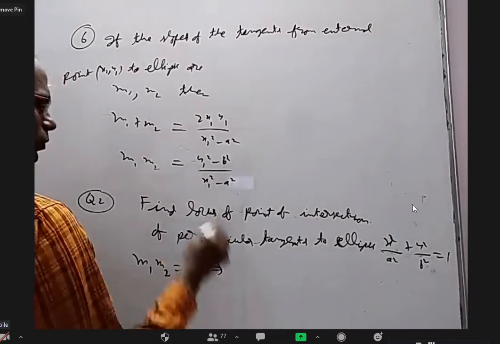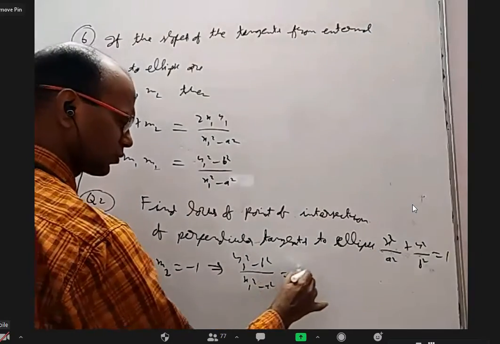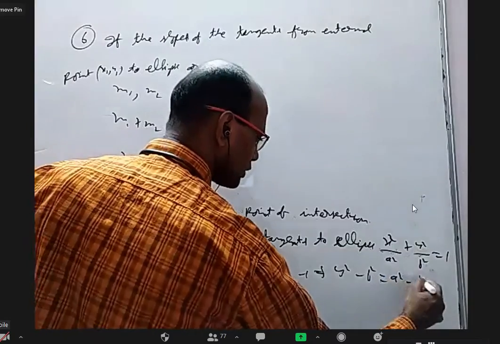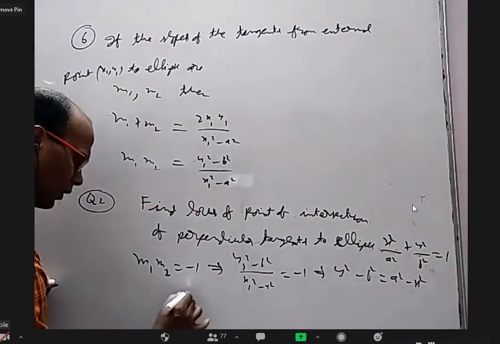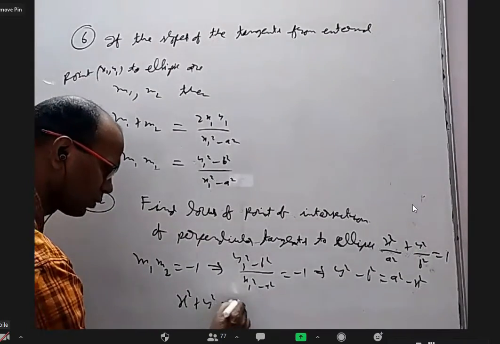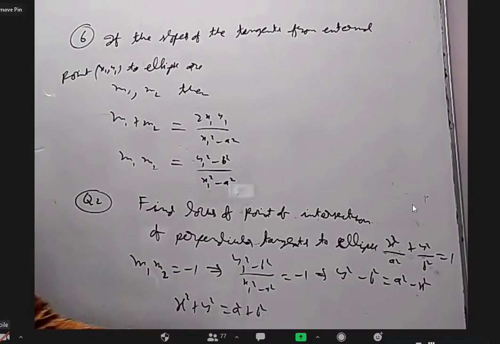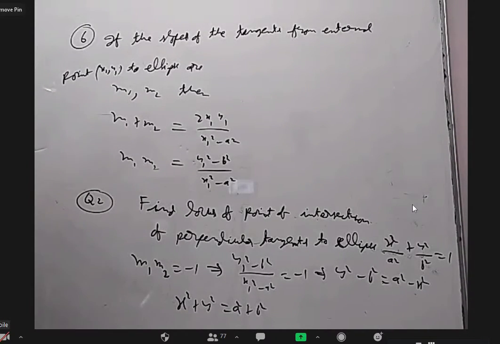Yeah, m1 m2 equal to -1, so (y1 square minus b square) by (x1 square minus a square) equal to -1, y square minus b square equal to a square minus x square. When you bring one side, you will get x square plus y square equal to a square plus b square. Okay, you can write this is called the director circle of the given ellipse. Just to add one sentence. We just take the product of the slopes as minus 1. That's all.